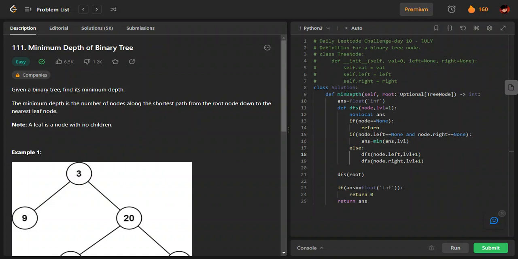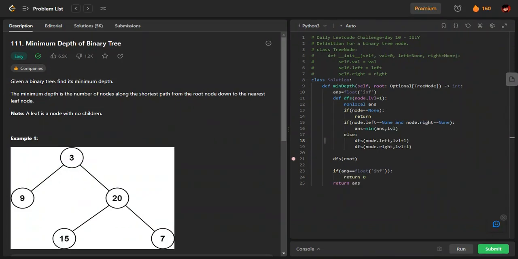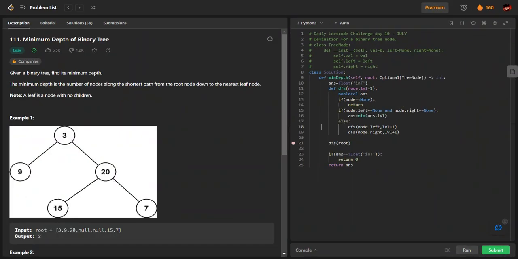Today we are at day 10 of the July daily Leetcode challenge and we have again an easy level question in front of us. Previous few questions were on the harder side. Let us see what today's question is. So we are given a binary tree. Let's see, it's question 111, minimum depth of binary tree.